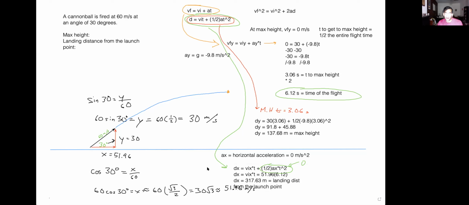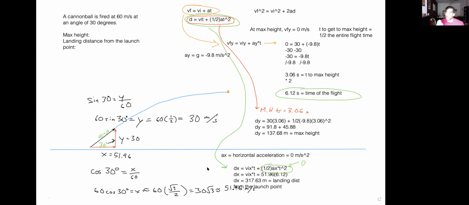Sorry for my handwriting colliding with my type, but take a screenshot of this picture because I did several things. I broke my velocity at an angle into its horizontal and vertical components, and then I used a couple kinematics equations, my realizations about acceleration due to gravity, final velocity at the maximum height, and time to maximum height versus the time of the entire flight to calculate the maximum height and the landing distance of the cannonball from its initial spot.